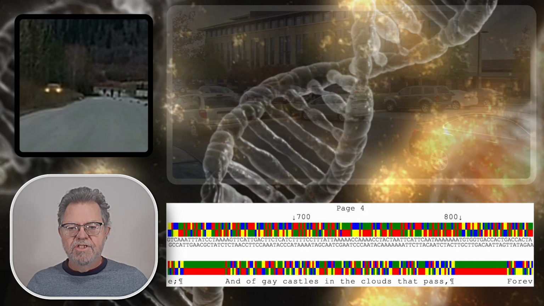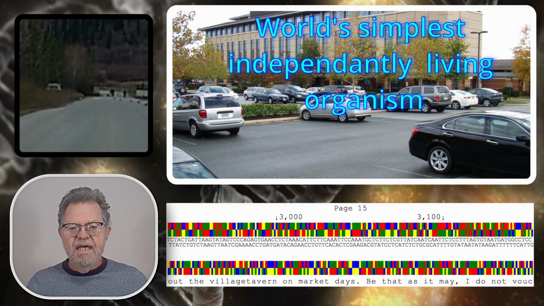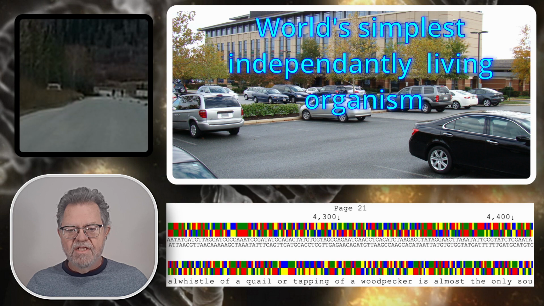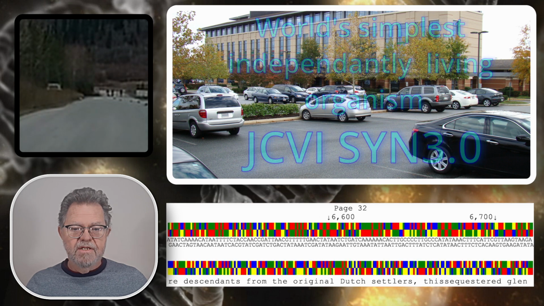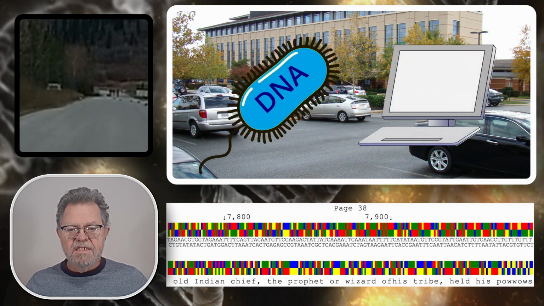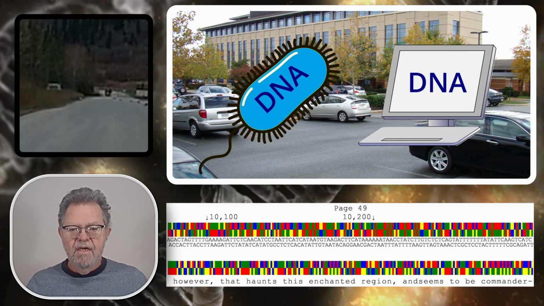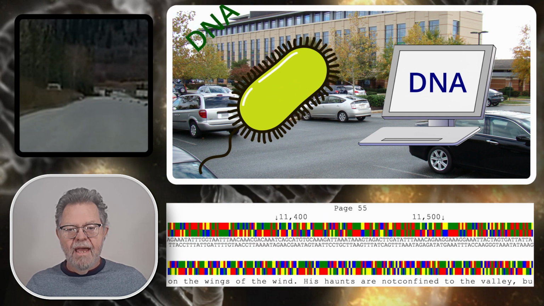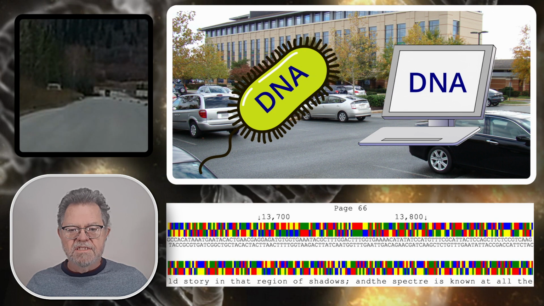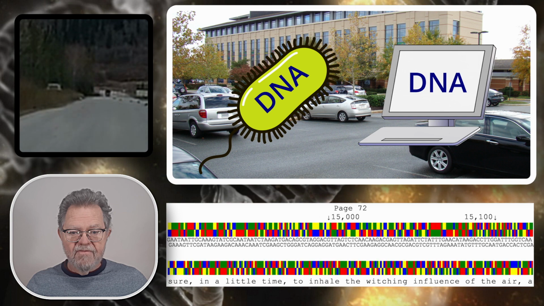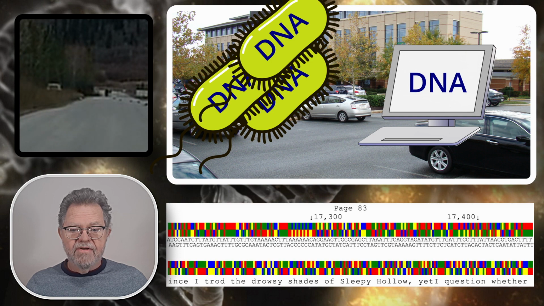In 2016, the J. Craig Venter Institute announced that they had generated the world's simplest independently living organism, the JCVI SYN 3.0. This is approximately what they did. They started by reading the Mycoplasma genitalium, or M. genitalium, DNA into a computer. Then they extracted the DNA from an M. capricolum and replaced it with the computer's DNA. They placed the new organism in a pristine environment. It lived. It reproduced. It had the body of one organism and the DNA of another.